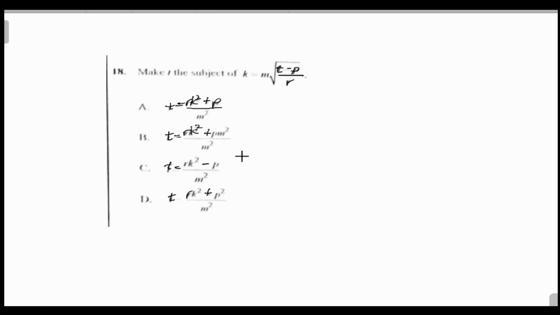In today's study, we are solving question 18 of WASSCE 2022 Core or General Mathematics paper. It says, make t the subject of k equals m square root of t minus p, all over r. Making t the subject of this expression simply means we should move t to one side of the equal sign so that all the other variables are at the other side.